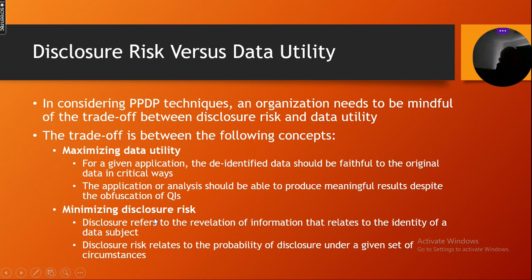And then minimizing disclosure risk. We must be able to minimize how we disclose our data, because disclosure refers to the revelation of information that relates to the identity of the data subject. The data subject is the PII principle, okay, the PII, personally identifiable information principle. Now, disclosure risk relates to the probability of disclosure under the given sets of circumstances.